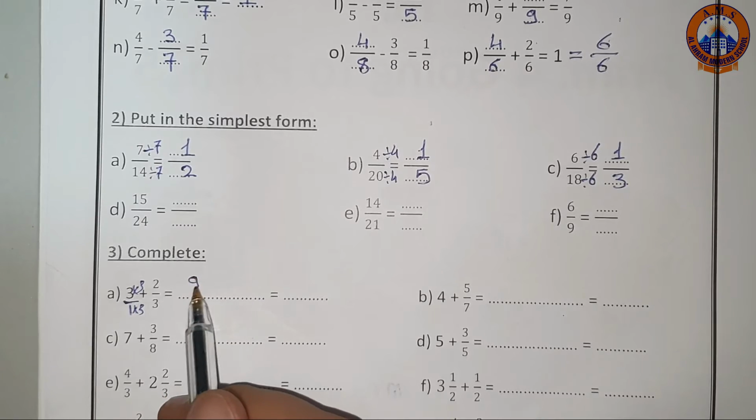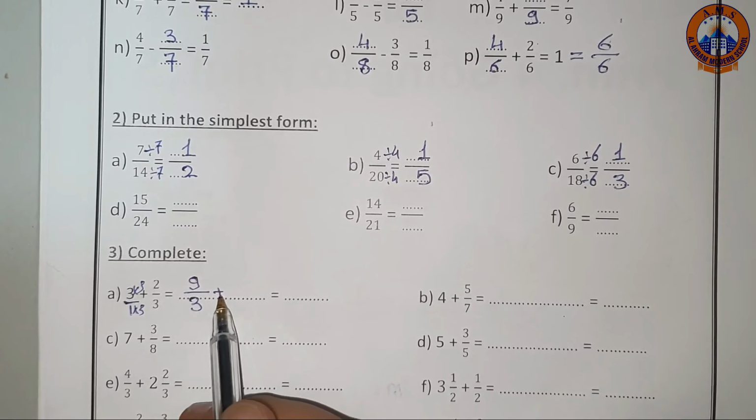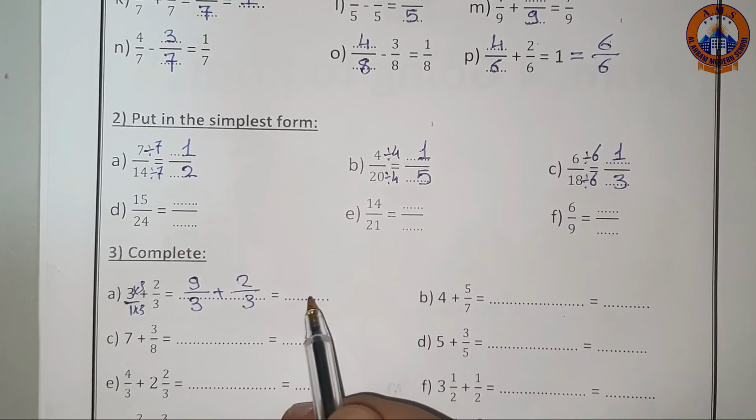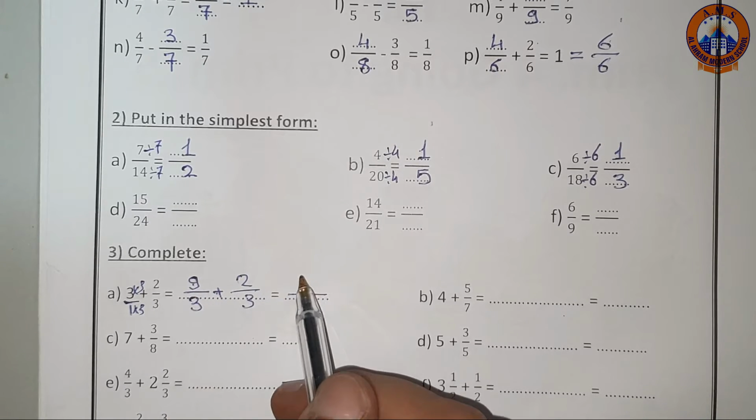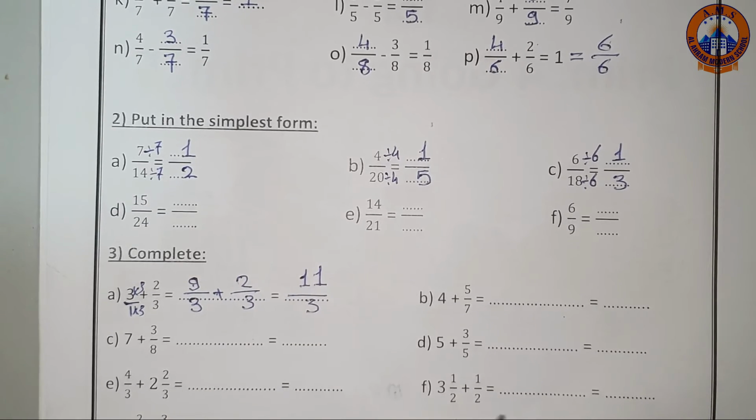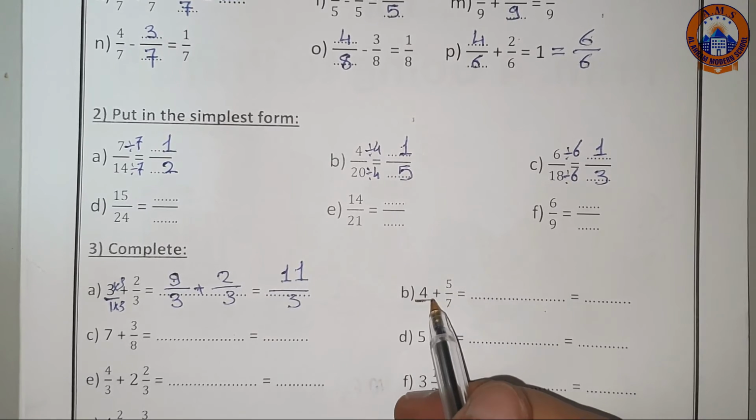So now we have 9 over 3 plus 2 over 3. The answer also will contain the denominator 3. It's 9 plus 2, which is 11. Once again, question number B, it's over 1.